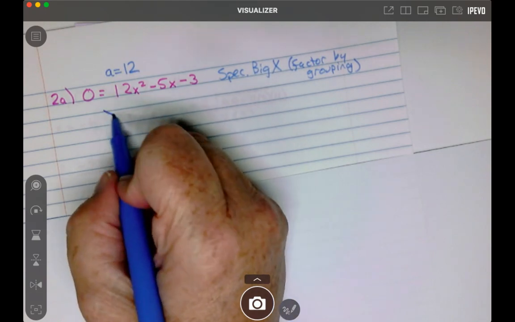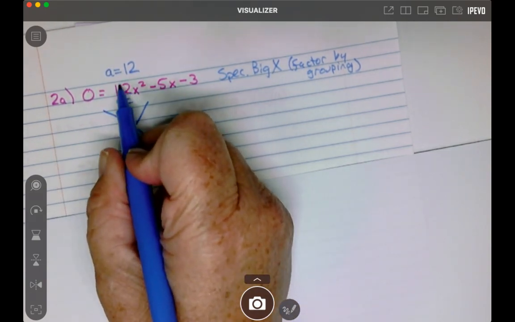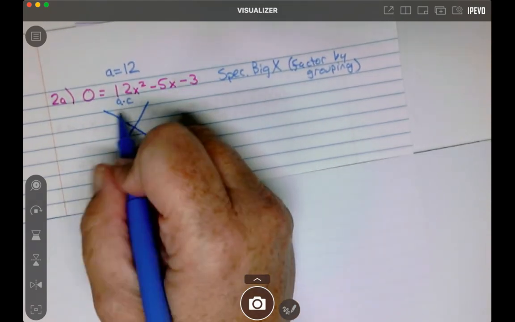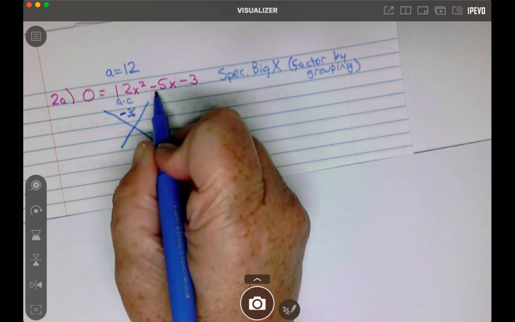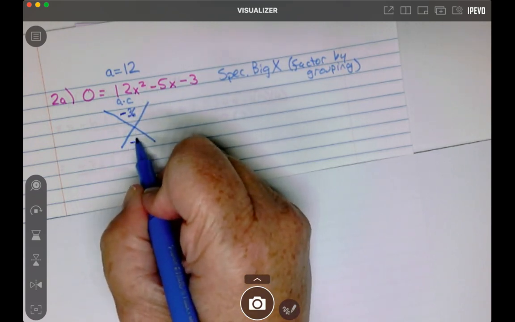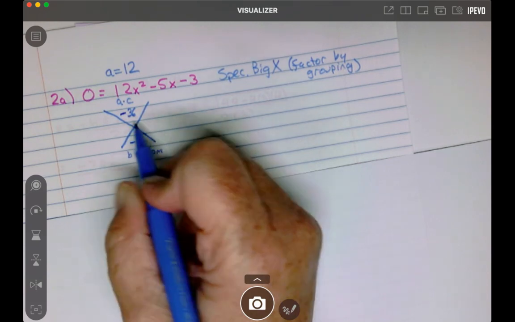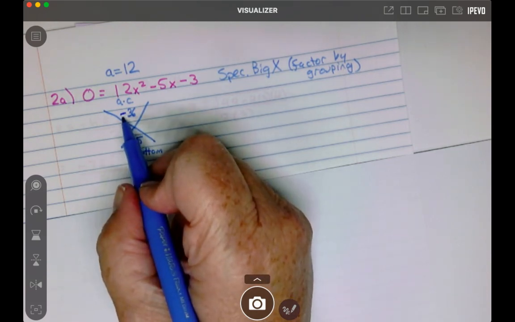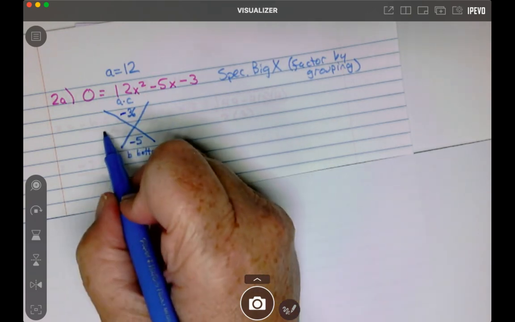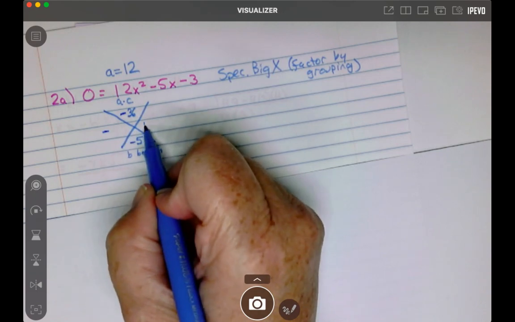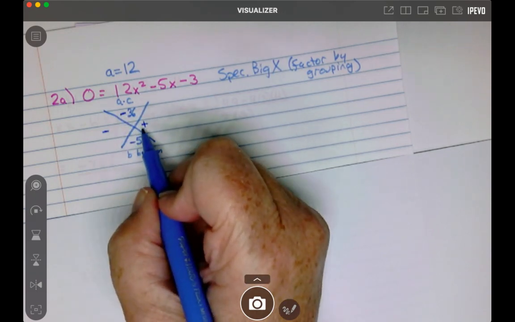So on the top of our big X, remember that it's a times c. So that's 12 times negative 3, which will get me negative 36. The bottom is negative 5, B for bottom. Now I need two numbers whose product is negative 36 and whose sum is negative 5. Well, I'm going to put a negative and a positive because the only way I get a negative product is a negative times a positive.